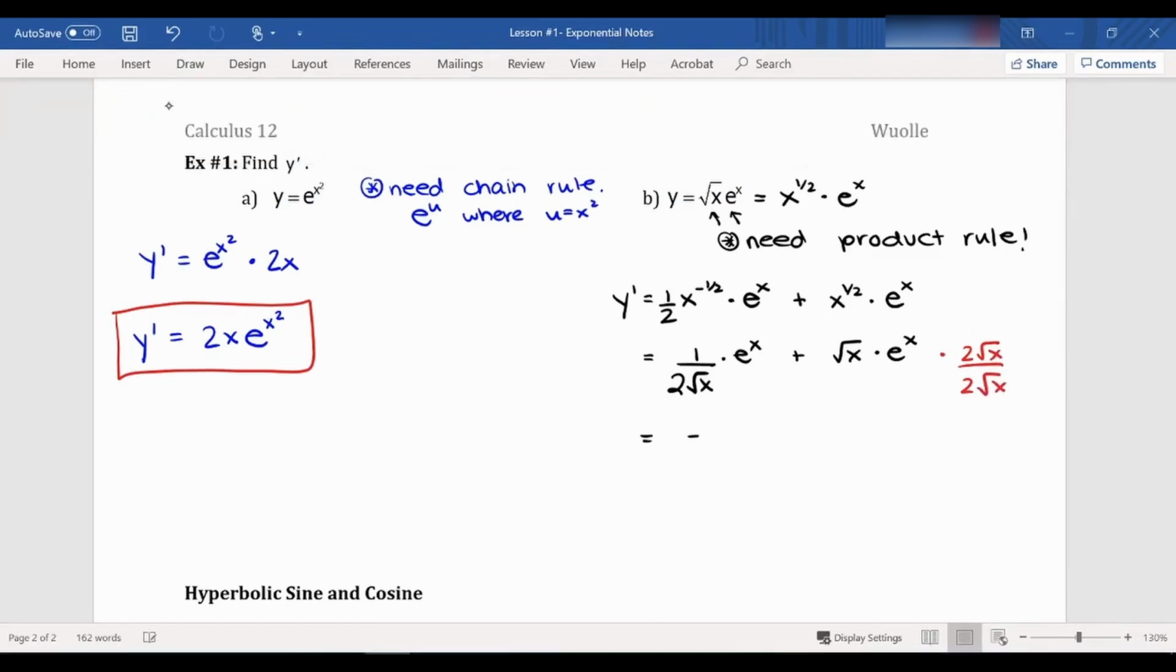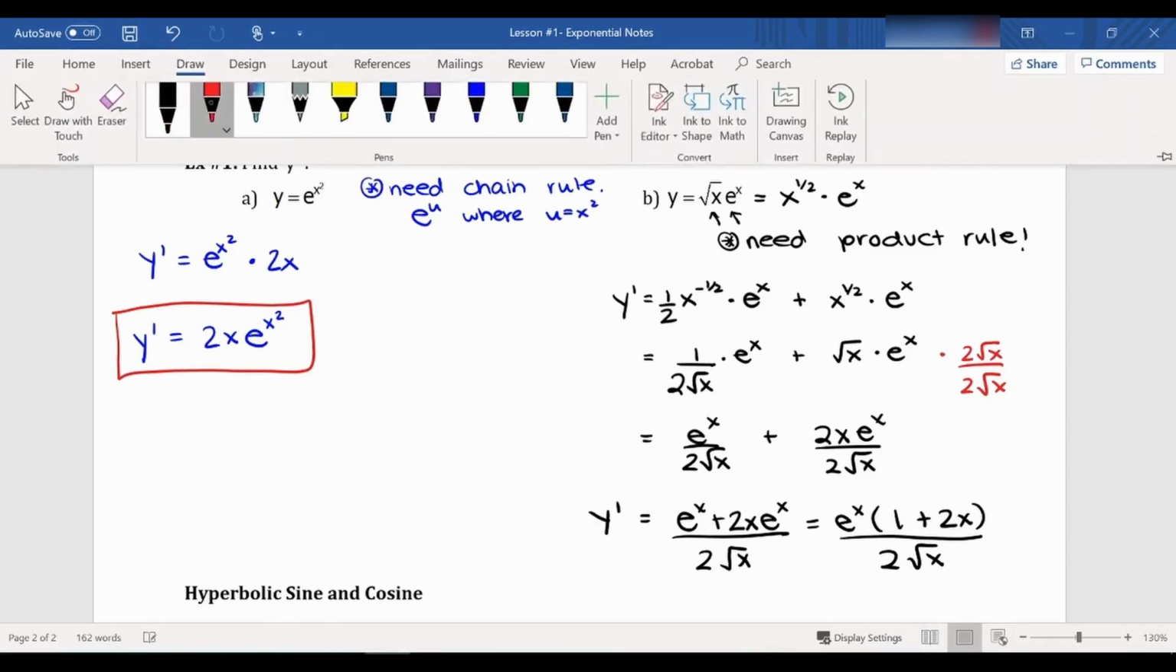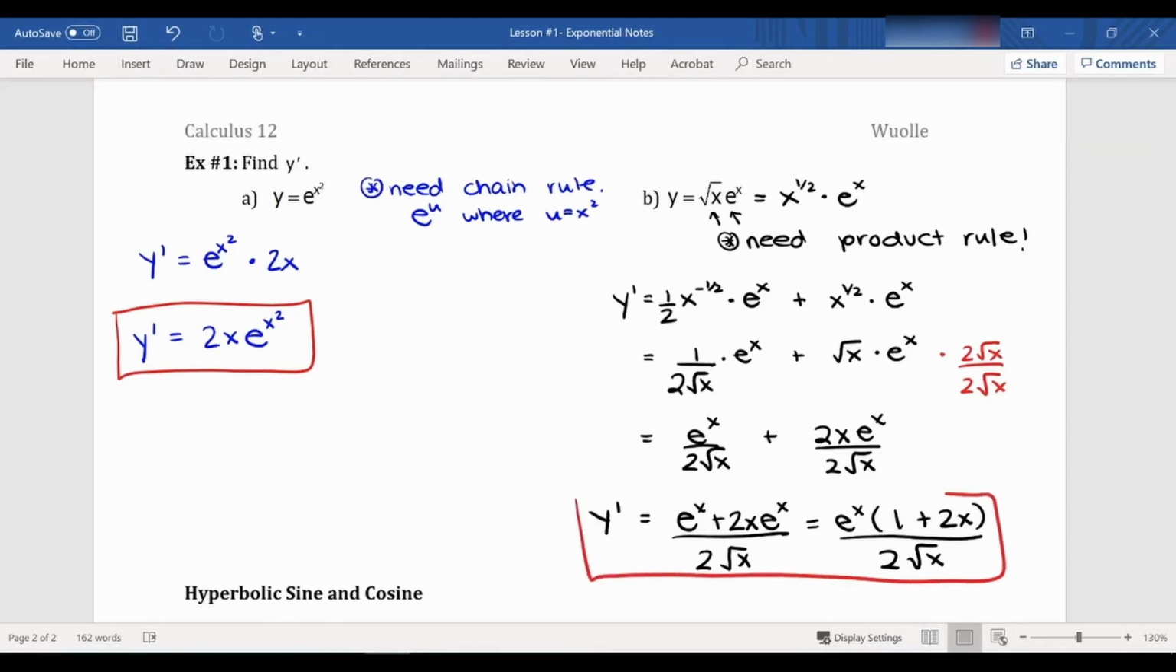When I do that, now I have e to the x over 2 root x on the left plus 2x e to the x over 2 root x on the right. And then I can write this as one fraction. Now on the top, if we want, we could factor out an e to the x. And you'd have 1 plus 2x all over 2 root x. You could also rationalize if you want, but you don't need to.